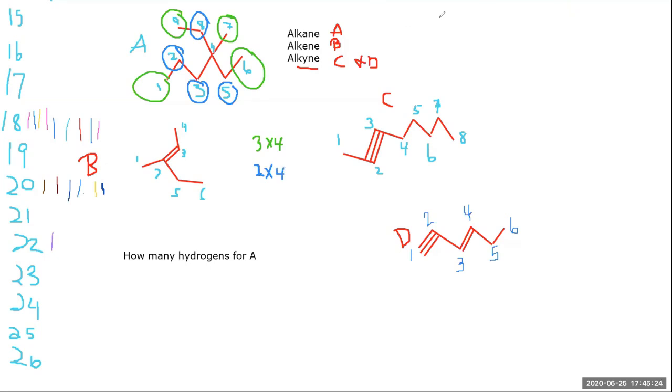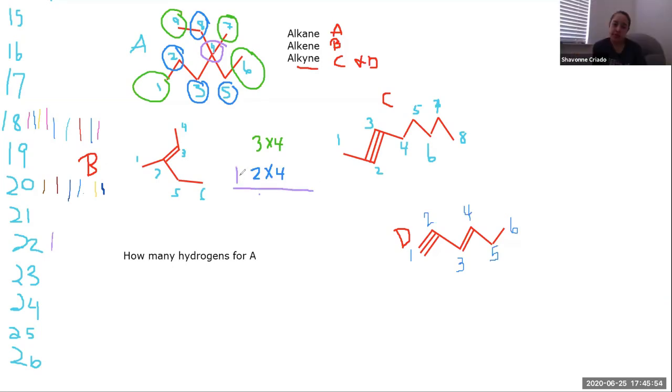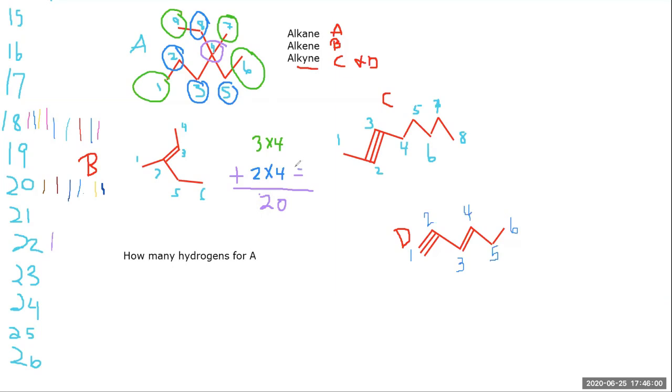That looks like a 1. Sorry, let me fix that. Criticize my handwriting. Okay, and carbon 4 has none because it has 4 attachments to carbons. So we add it together. Yeah, it's 20. 12 plus 8. Okay, piece of cake.